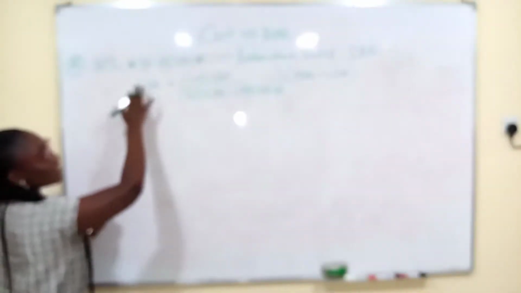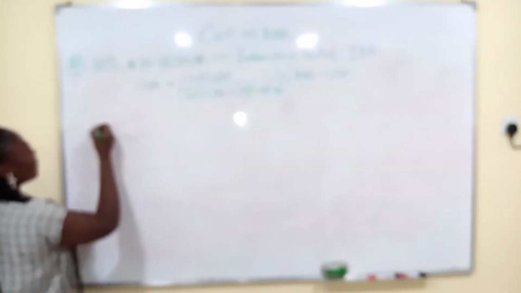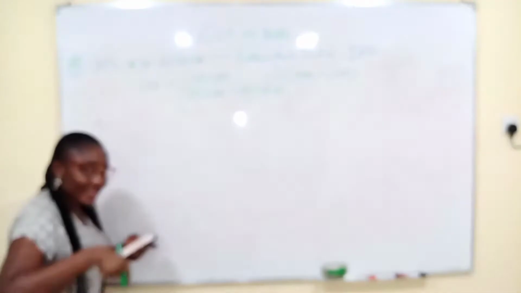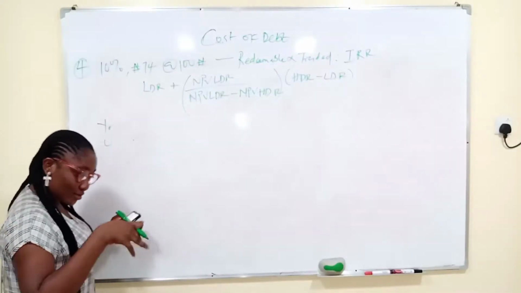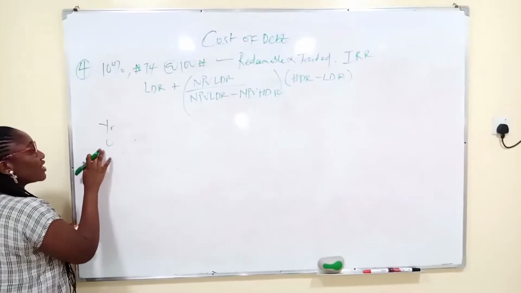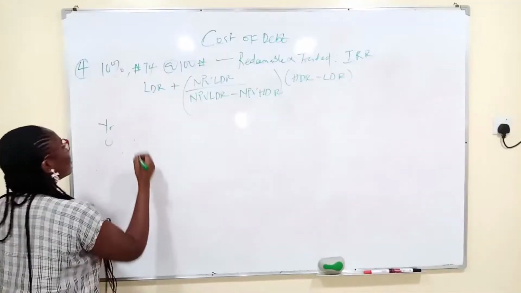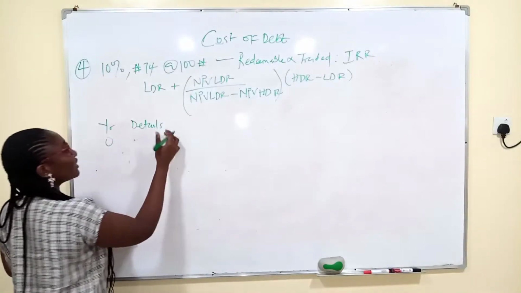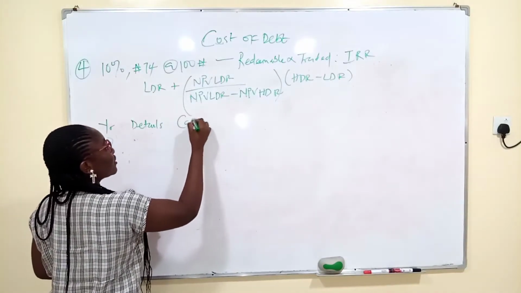So, the scenario they explain for you, you put it into a tabular form. Year 0, that is the date that the debt will be issued, a date today. In SFM, year 0 is always called today. So just write details, that's what's happening. Write cash flows.